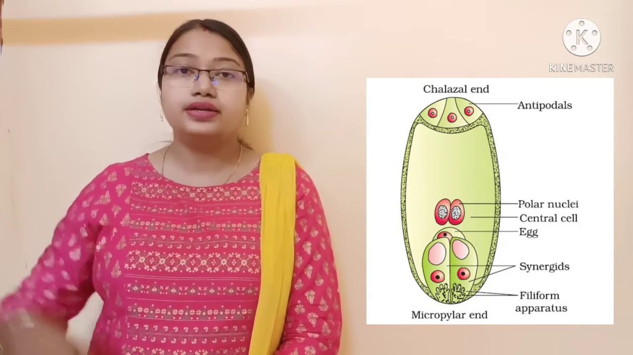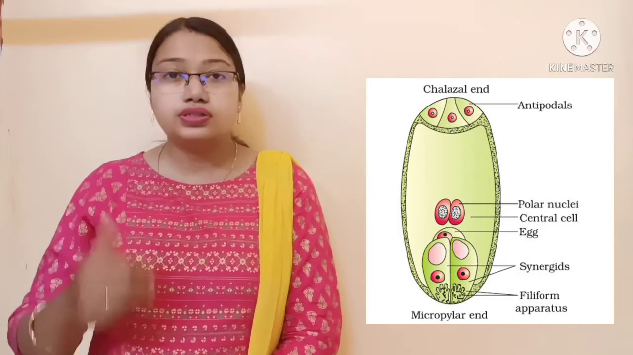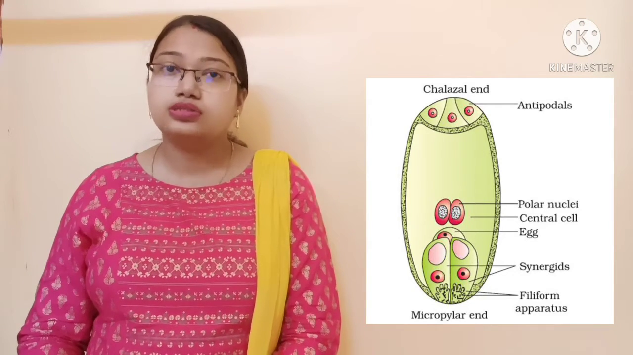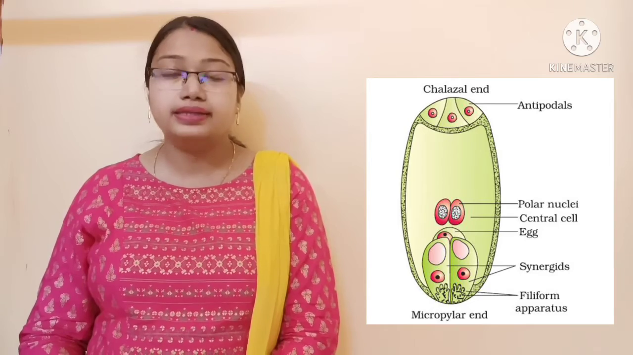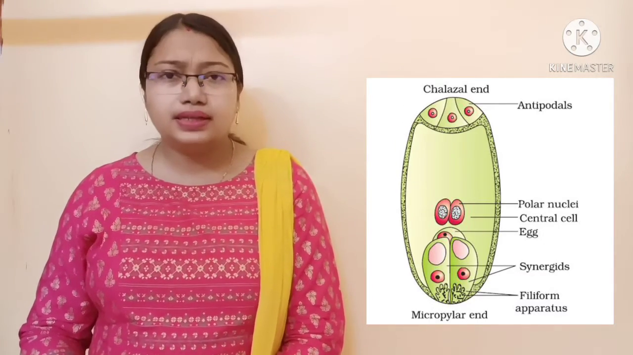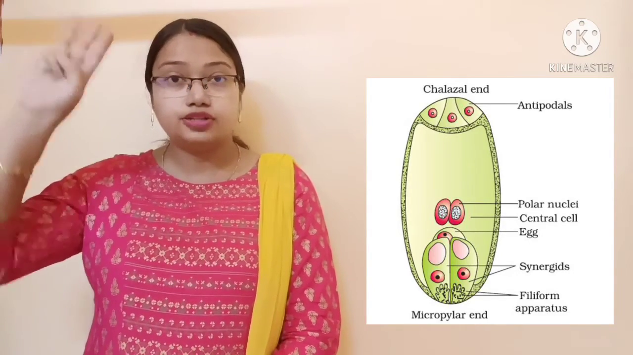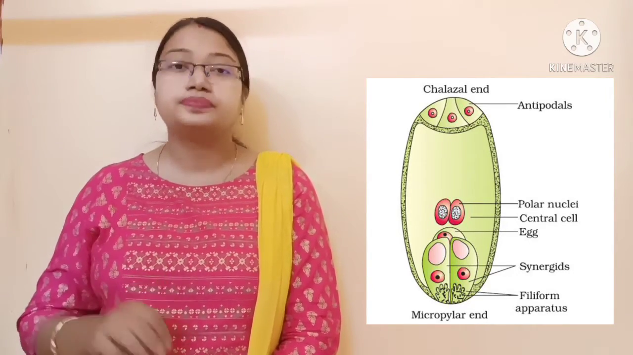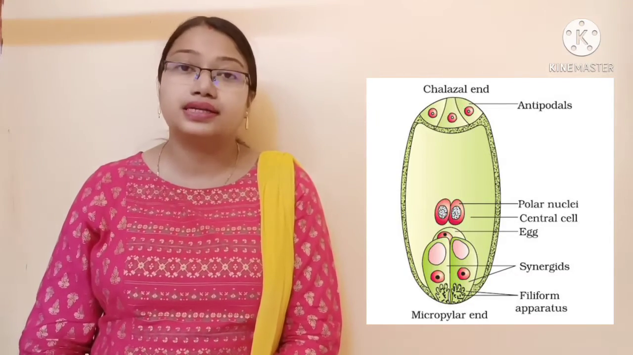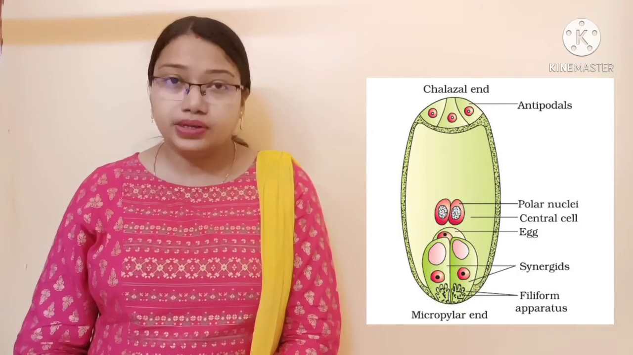So what we find at the top, there are 3 cells, antipodal cells. Towards the down also, we find there are 3 cells, 2 synergid and 1 egg cell. Right at the center, there are 2 polar nuclei. Actually, there are 7 cells but 8 nuclei. Try to understand: 3 cells at the top, 3 cells at the down, that is 6. In between, there's the central cell comprising 2 nuclei. So here this is a binucleated structure.